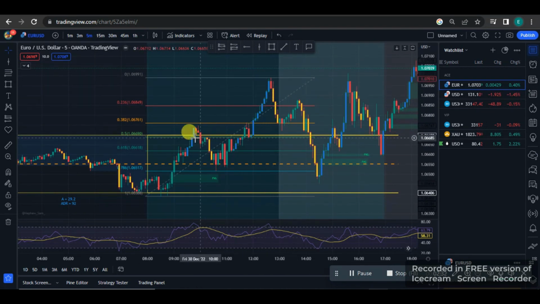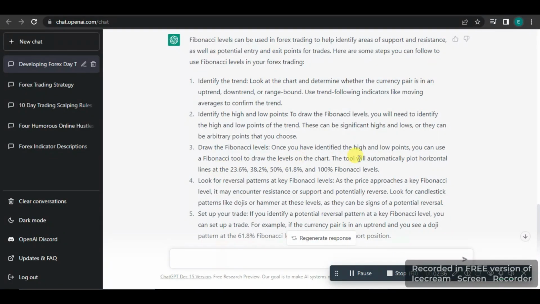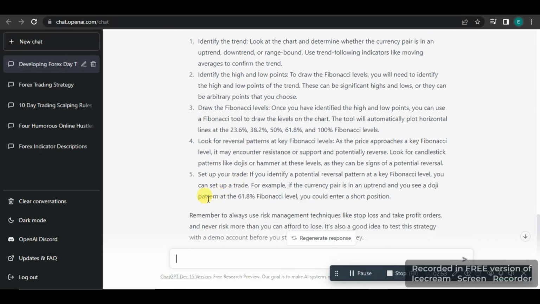So what you want to do now is wait for price. Like the OpenAI is saying, the tool would automatically plot horizontal lines at 23, blah blah blah, 61.8, 100% level. Look for a reversal at the key level. This is the key Fibonacci level. As the price approaches a key level, it may encounter resistance, blah blah blah. All right, so what do you suggest, guys? So what I'm saying now, you set your trade up, you can identify a potential reversal pattern at a key Fibonacci level. You can set up a trade.